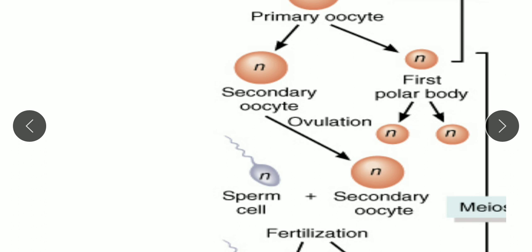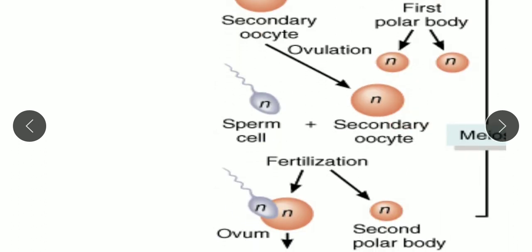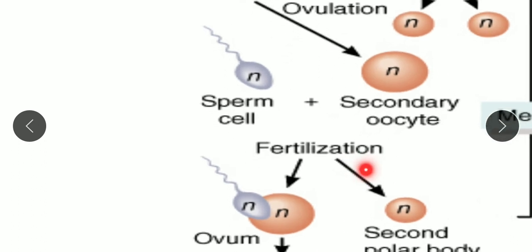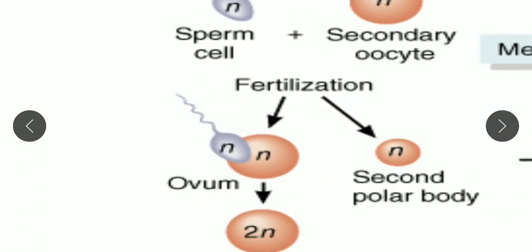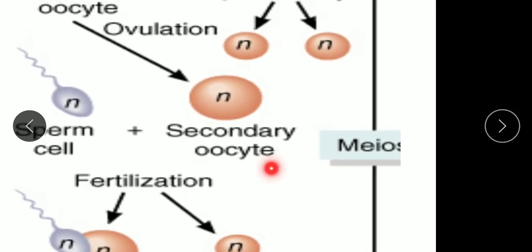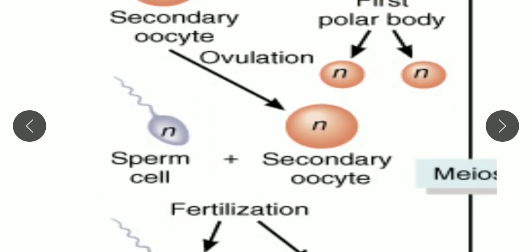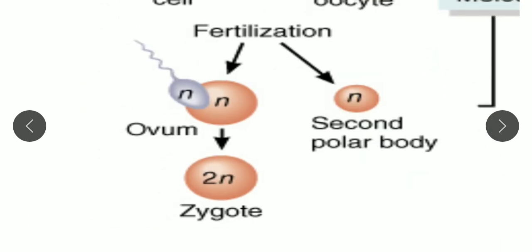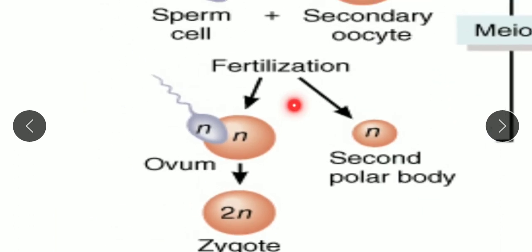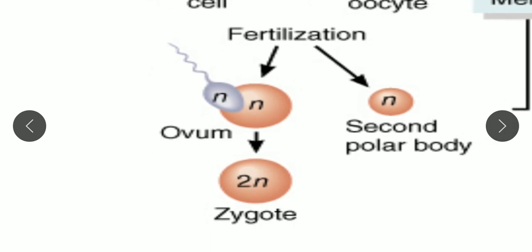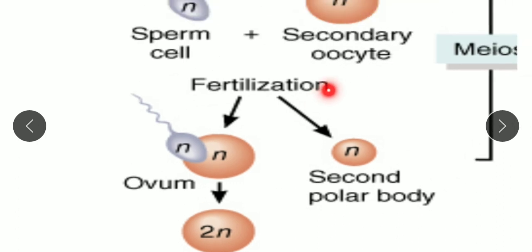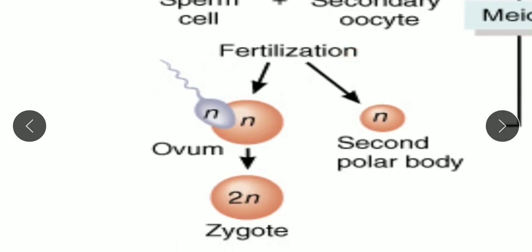The secondary oocyte can fuse with a male gamete in fertilization. The secondary oocyte then develops further into an ovum and a secondary polar body. See the picture: this is the primary polar body, which further divides into two daughter cells. The secondary oocyte divides into two unequal cells, one larger and one smaller. The larger cell is called the ovum or egg.